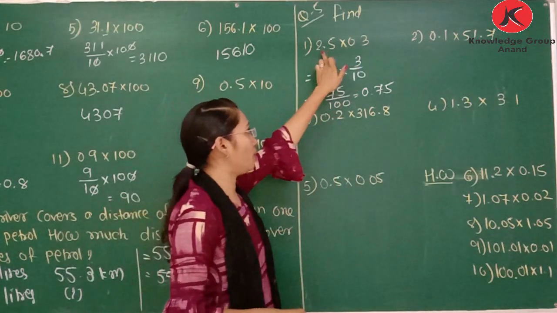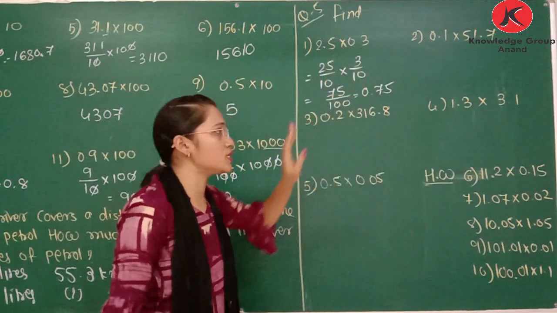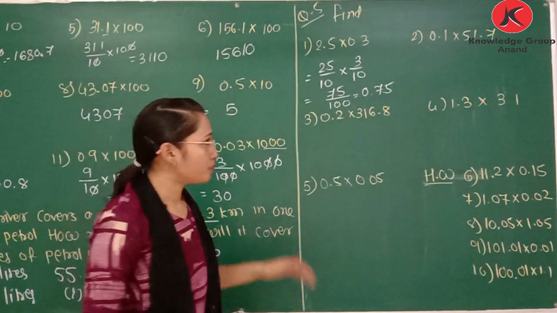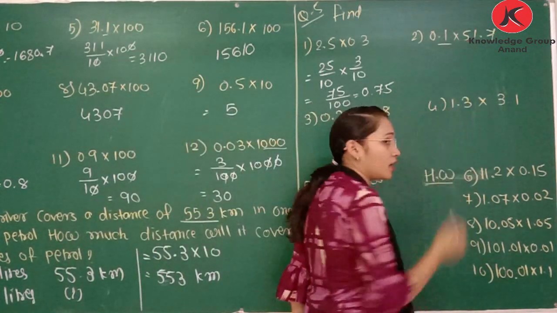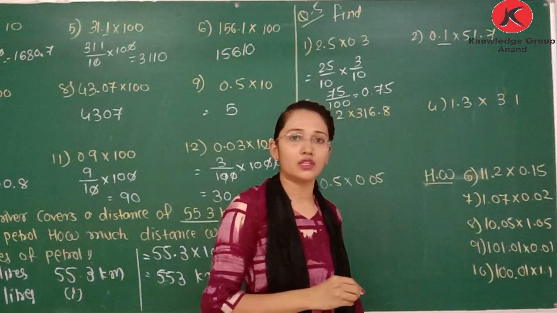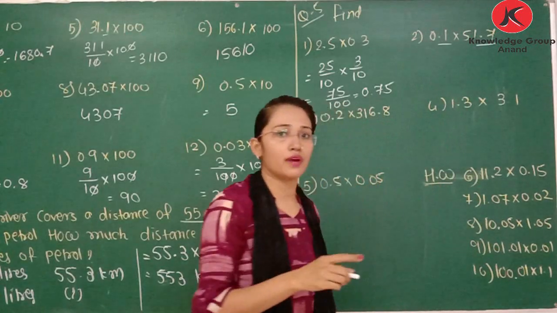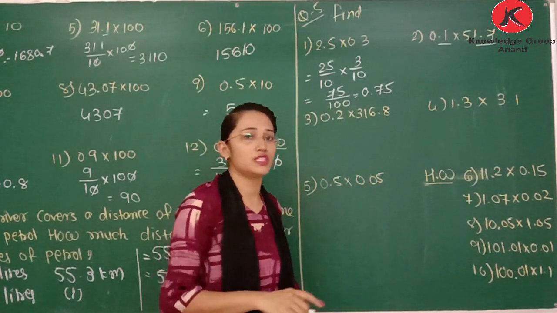Okay, now how many digits after the point? 1, and here also 1. So total 2 means there must be 2 digits after the decimal point. Clear? Now next one. Here how many digits are there? Here 1. How many digits after the point? 1. And here it is also 1. So 1 plus 1, total 2 digits. So in the answer, 2 digits must come after the decimal point.